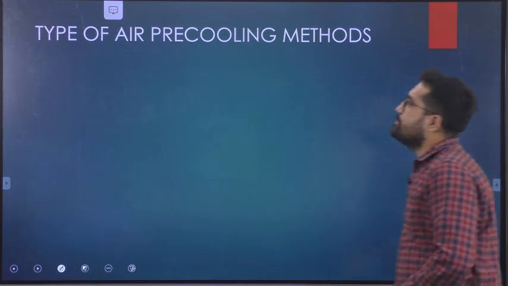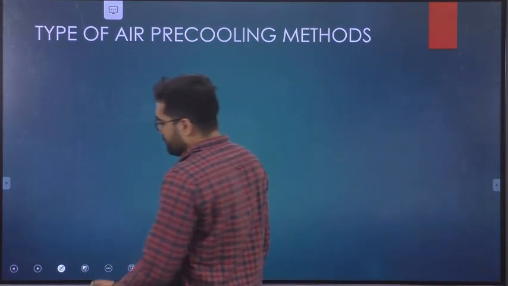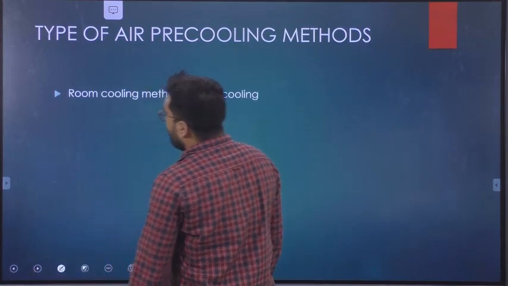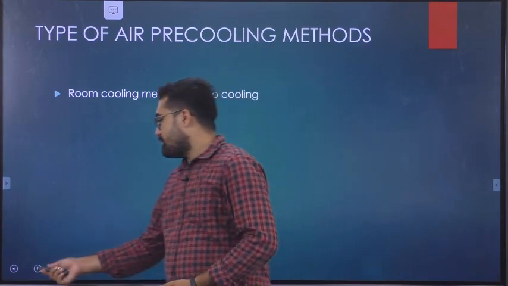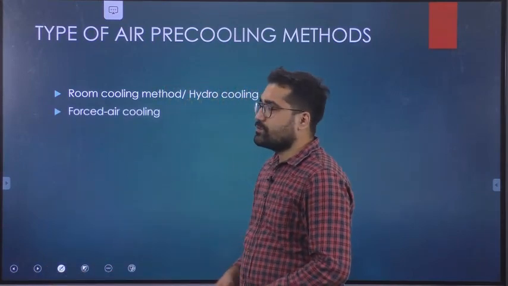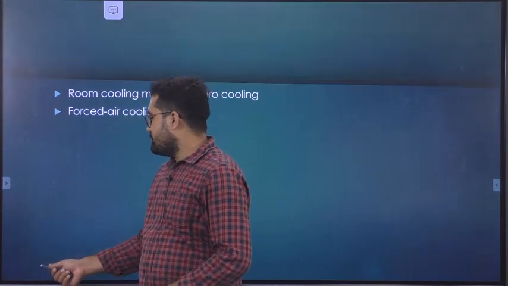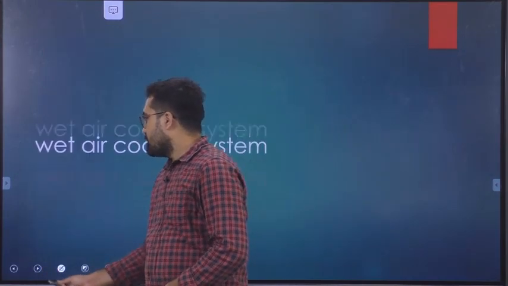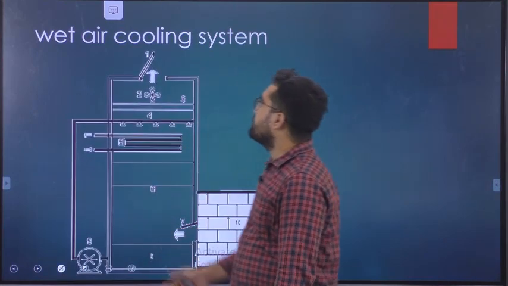So next are the air pre-cooling methods. The types of pre-cooling methods, how pre-cooling occurs. The first one is the room cooling method or hydro cooling. The second one is forced air cooling. We will see both in detail. First, we will see the wet air cooling or wet cooling method.